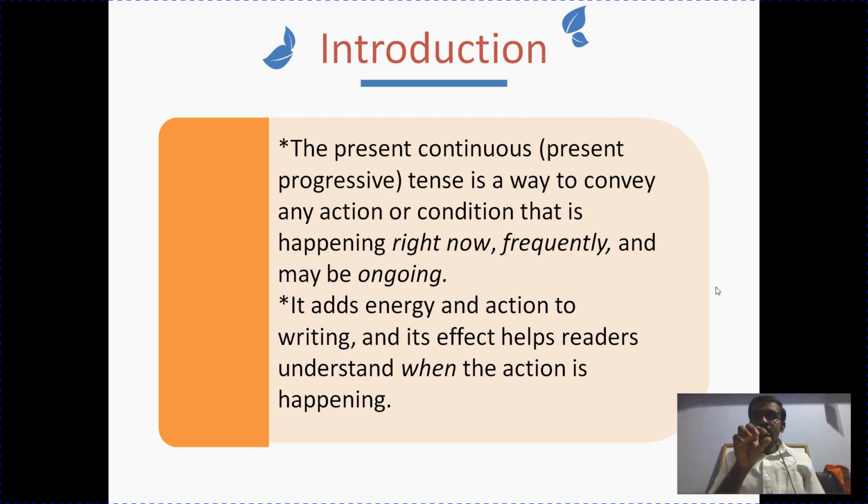As it is termed continuous, it is continuous presently. Present continuous tense. It is continuing presently. Happening right now, ongoing events and frequent events. Frequent means often events, and maybe ongoing events. This kind of events can be expressed with the help of the present continuous form. That means the things which are going on right now, presently.